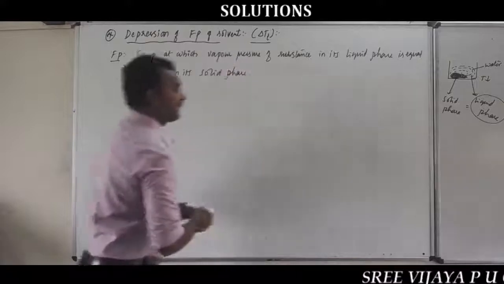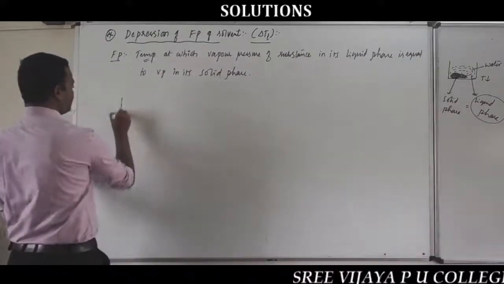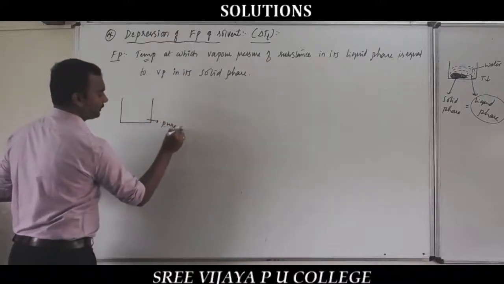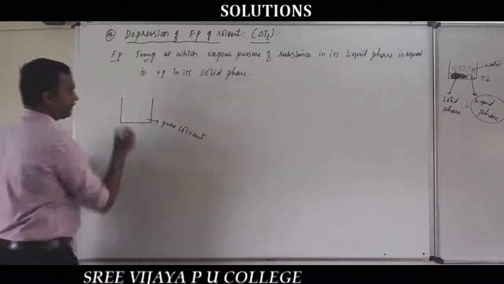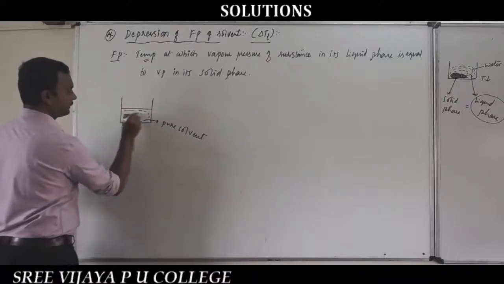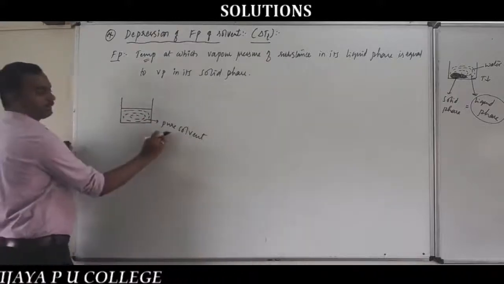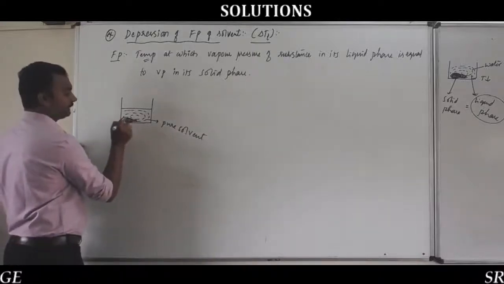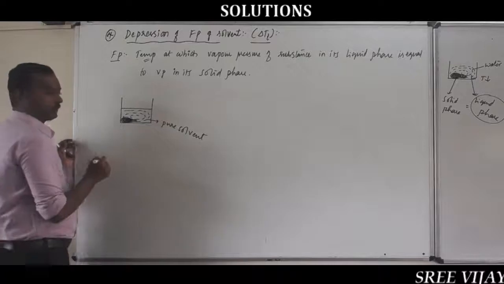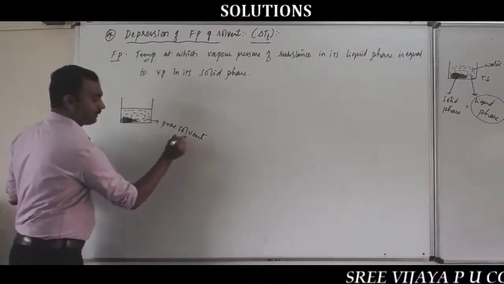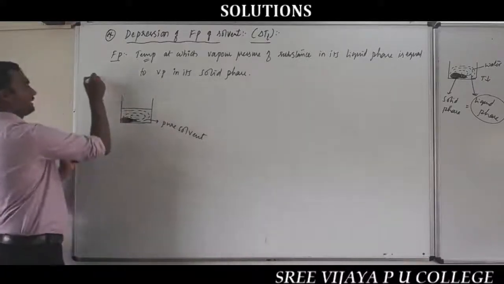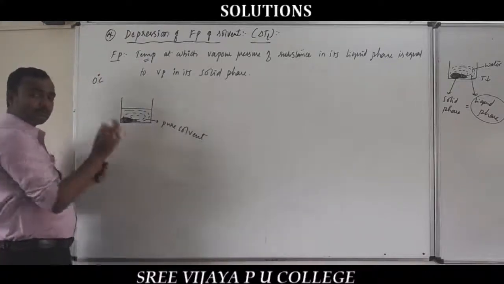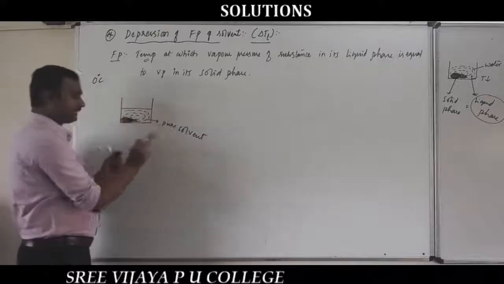So let me take a simple example. Here there is a pure solvent. We keep freezing the pure solvent, and it is converted into a solid, ice. At what temperature? When we take water, what is the freezing point? That is about 0 degrees Celsius. At 0 degrees Celsius the pure solvent is converted into the solid state, that is ice.